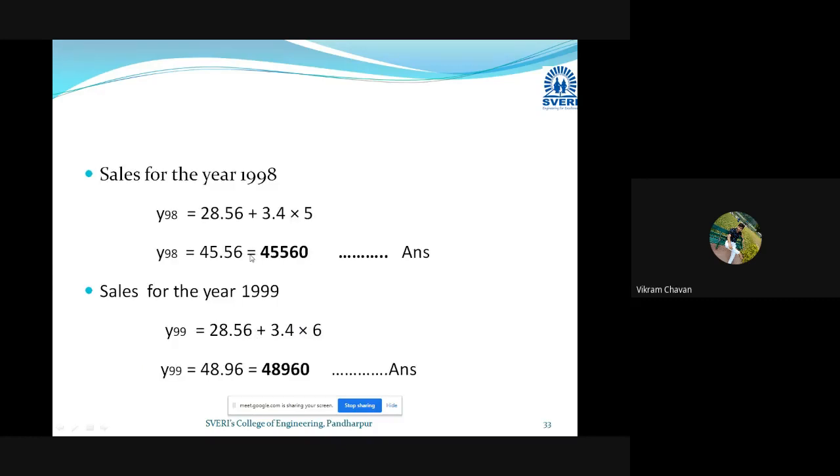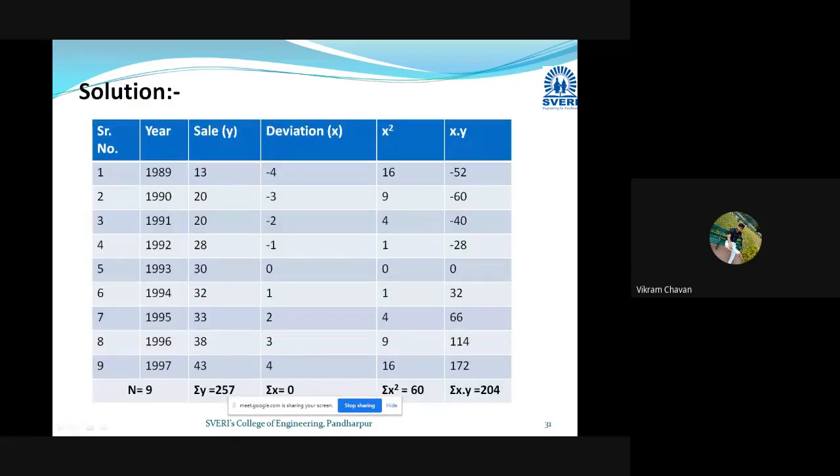So we have to find the sales for 1998. Check that particular table: 1997 has the deviation 4. So 1998 will have the deviation equal to 5, and 1999 will have the deviation equal to 6. We take that from the table only. So 1997 has deviation 4, and the deviation for 1998 and 1999 will become 5 and 6 respectively.